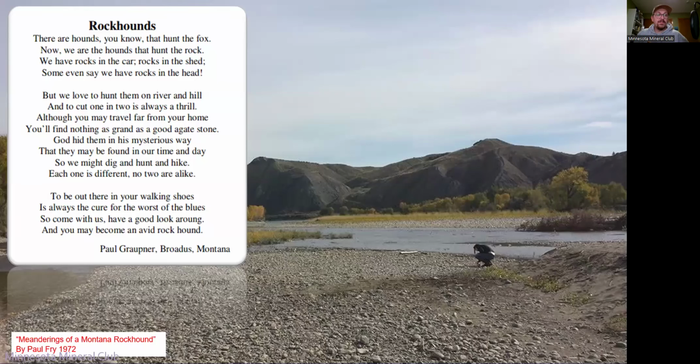So I just like to wrap it up. This is a poem that I really like. This is from Meanderings of a Montana Rockhound, the book by Paul Fry in 1972. So there are hounds, you know, that hunt the fox. Now we are hounds that hunt the rock. We have rocks in the car, rocks in the shed. Some even say we have rocks in the head. But we love to hunt them on river and hill, and to cut one in two is always a thrill. Although you may travel far from your home, you'll find nothing as grand as a good agate stone. God hid them in his mysterious ways so that we may find one in our time and day.